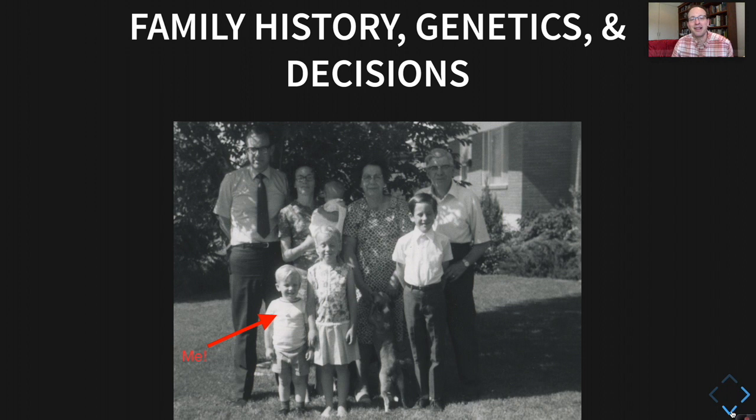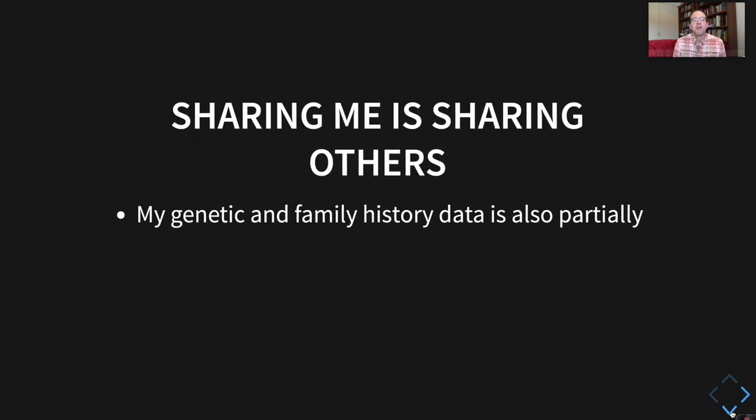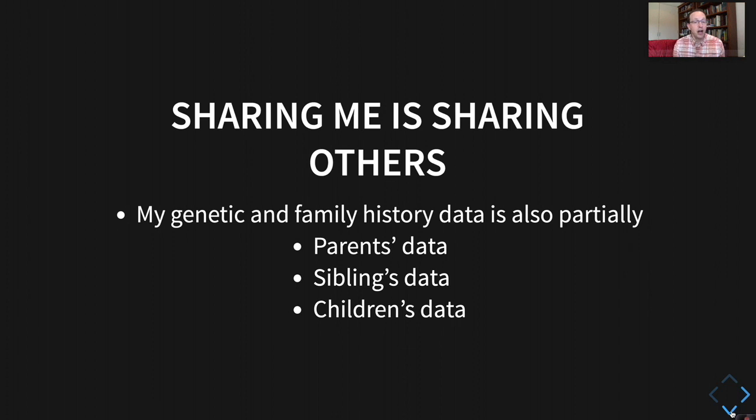kind of a simple case, but also if I think about if I'm sharing my family history, genetics, or decisions that were made within my family, then that is also sharing information about others. So my genetic and family history data is also partially the genetic and family history of my parents, of my siblings, and my children, all of whom are still alive and may have an interest in keeping that information private.